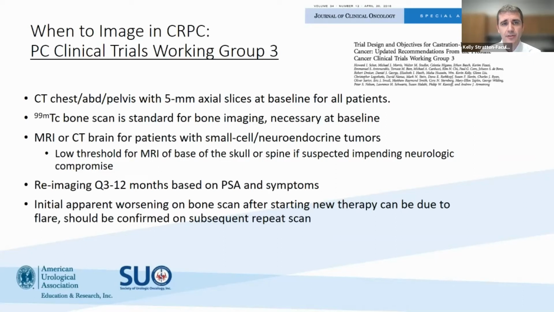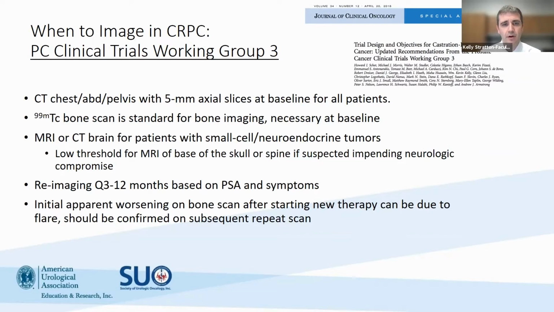For patients with castrate-resistant prostate cancer, the imaging recommendations are based off of the results of the clinical trials working group 3. So the recommendation for CT scans and bone scans are based off of this prostate cancer working group. For patients who have consideration for neuroendocrine transformation, an MRI of the brain or CT of the brain may be necessary as well. So there's a low threshold for imaging the brain in addition to that CT and bone scan.